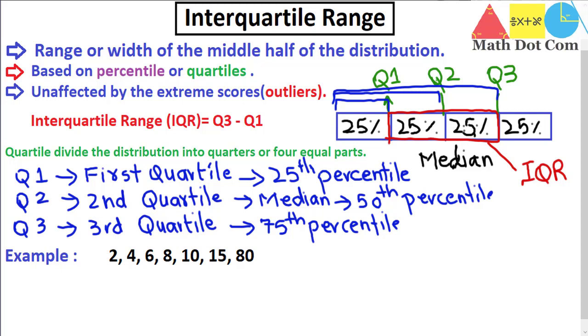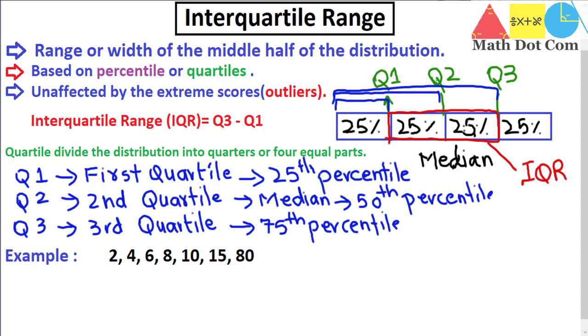So you can see here that we have an outlier, that is 80. Now let's see how the interquartile range will be helpful to get rid of this outlier, so that we can easily find the range of this data set. So the first thing here is to arrange the data. Secondly, you have to find the median.